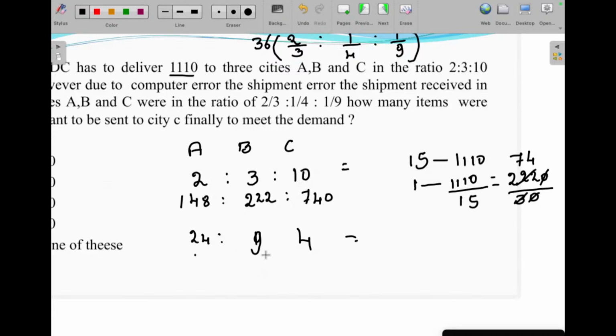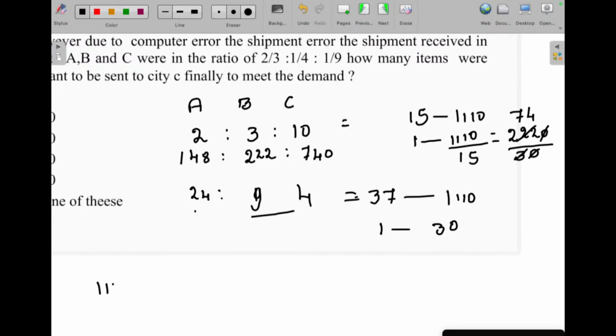Again 24 plus 9 plus 4, how much? 37. Okay, 37 parts is equal to 1110. Can I write it, one part is equal to 30. This number is the most important number, remember: 111 and its relation with 37. 37 into 3 is 111. Even 67 is a most important number in aptitude. 67 into 3 is 201. Remember these two numbers. Most of the time they are repeated numbers in your calculation.